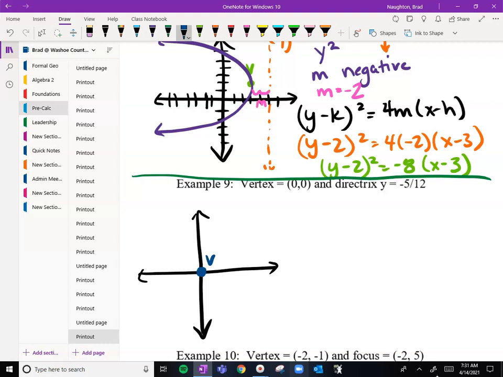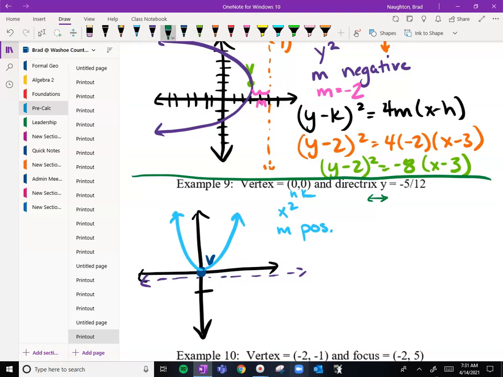So this is my vertex right there at 0, 0, as it tells me. And this is y equals, remember y equals is horizontal, at negative 5/12. So if this is 1, then 5/12 is not even halfway. So it's going to be somewhere right there. So we know that this parabola is going to be going up. So it's an x squared, and my m is positive. So that's my h and k, which is good to know.